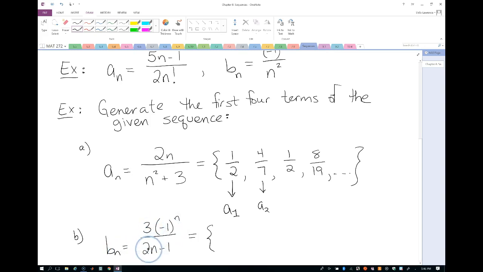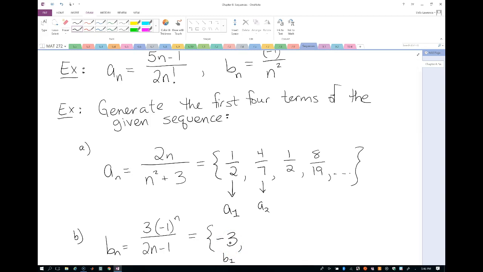So for the first 4 terms, we have to start by plugging in 1. So in our denominator, we get 2 times 1 minus 1, which is just 1. In our numerator, we have negative 1 to the first power, which is a negative 1. So overall, we get negative 3 over 1, which is negative 3. That is b sub 1, because the name of this sequence is b, and negative 3 is what I get back from my sequence when I plug 1 in.